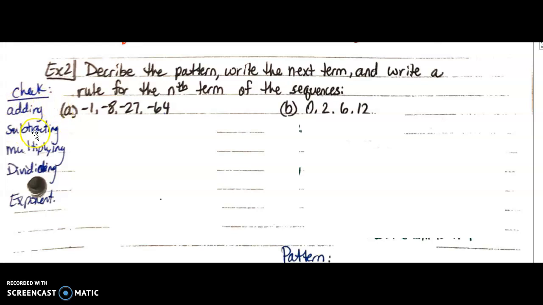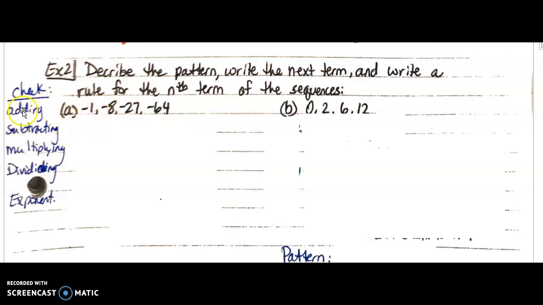So we start looking at adding and subtracting. If negative 1 is the first term of our sequence, is there anything that I can add or subtract to 1 to get negative 1? Well, if I do 1 minus 2, I would get negative 1. Then you see if that pattern holds here as well. So we did 1 minus 2 gives us negative 1. If I did 2 minus 2, would that give me negative 8? No, that would give me 0.